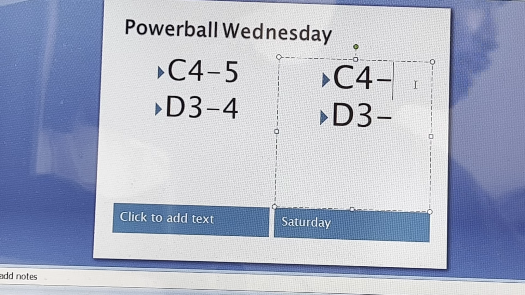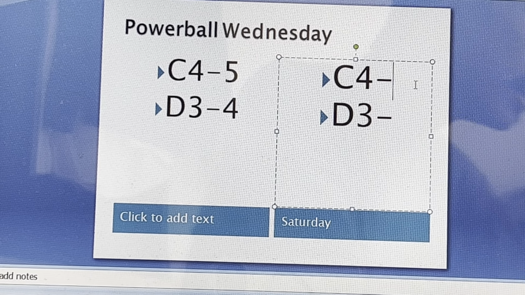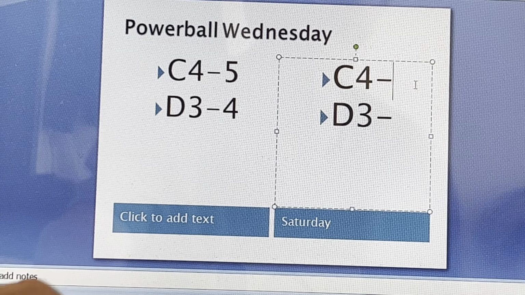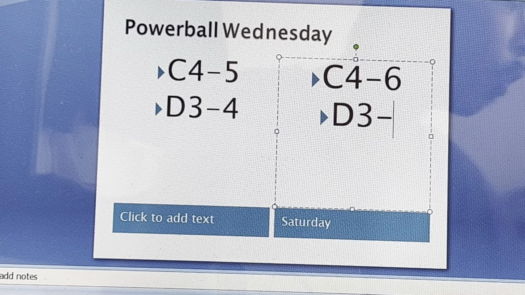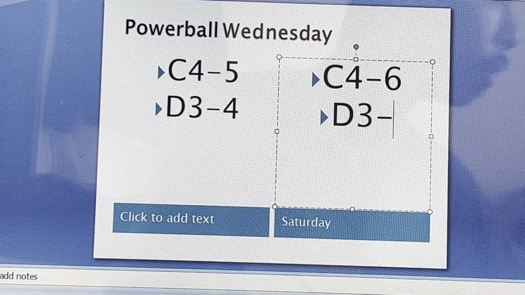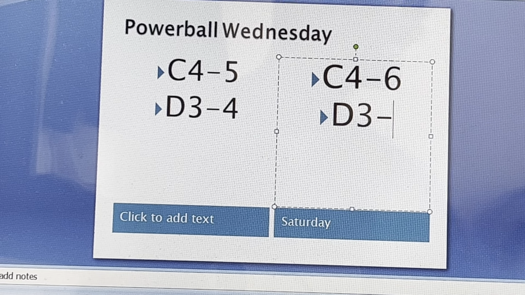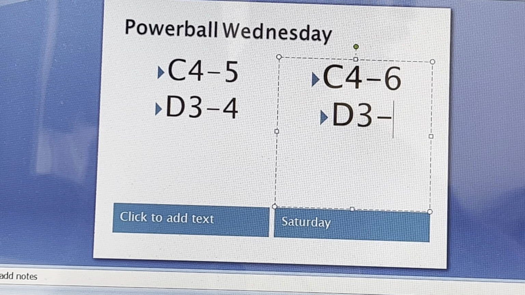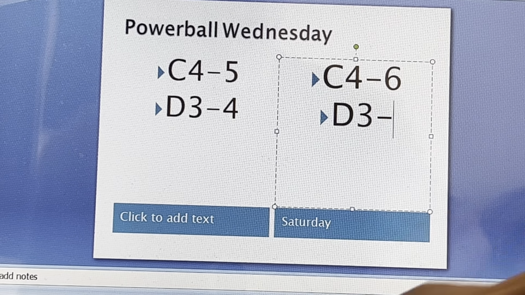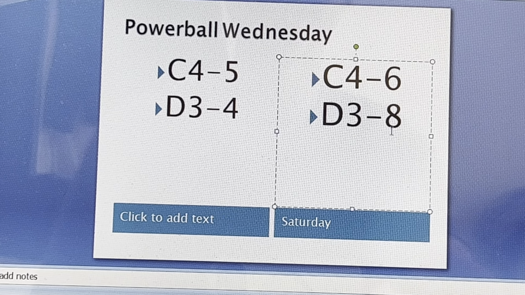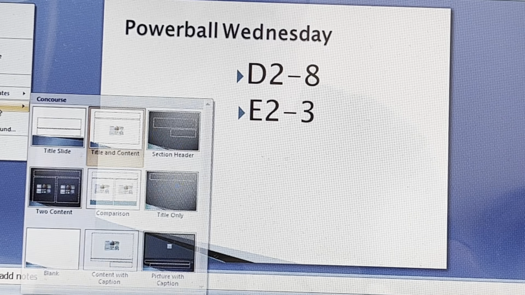So C4, let's review C4. C4 I have 6 and D3 will have 4. No. D3 I will have 8. I didn't do the 4 yet. I gotta put a star over here. So D3 will be 8.